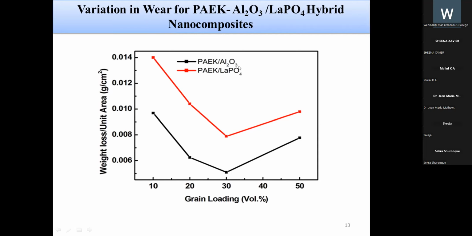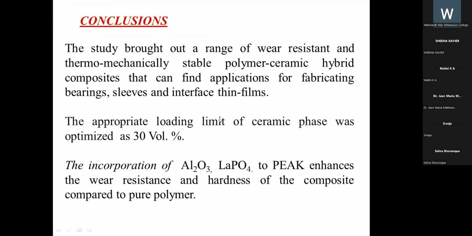In conclusion, the study brought out a range of wear resistant and thermomechanically stable polymer ceramic hybrid composites that can find applications for fabricating bearings, sleeves, and interface thin films. The appropriate loading limit of the ceramic phase was optimized as 30 volume percentage. The incorporation of alumina lanthanum phosphate into PEEK enhances the wear resistance and hardness of the composite compared to pure polymer.